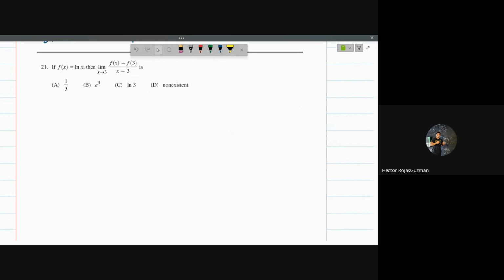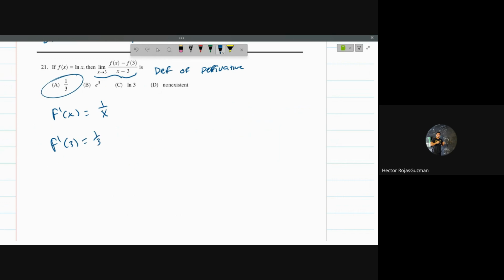This question is pretty darn easy. This is the definition of the derivative, which means that it's asking you to take a derivative and then plug in 3. So f prime of x is equal to 1 over x. F prime of 3 is equal to 1 over 3.